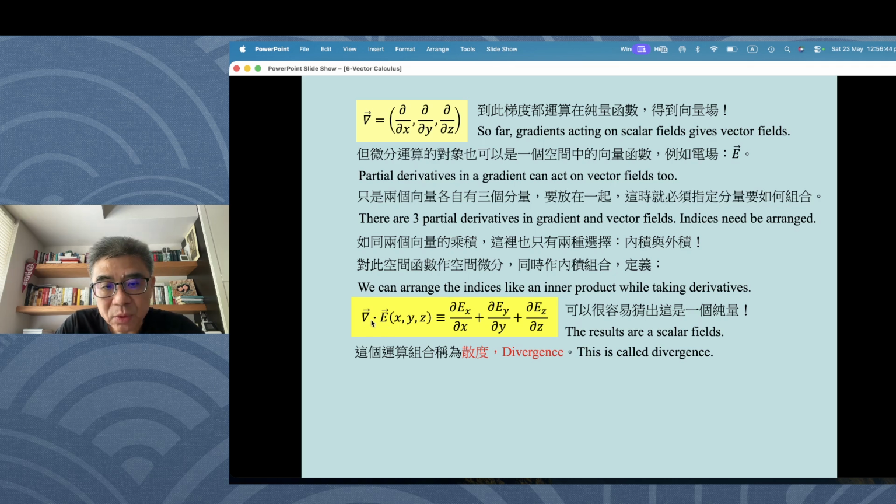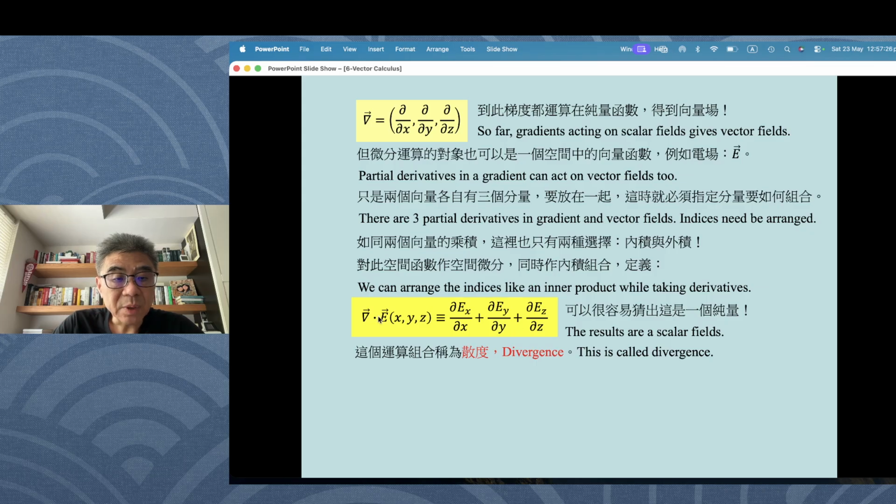The first is to put them in like inner products. By inner product, we usually match the indices of the two vectors, x matching x, y matching y, z matching z, and then add them together. That's the usual inner product we do in vector analysis. Therefore, we can do the same. We take the Ex and partial x, and the Ey, partial y, Ez, partial z, and add them together.